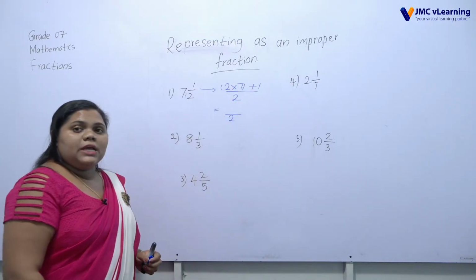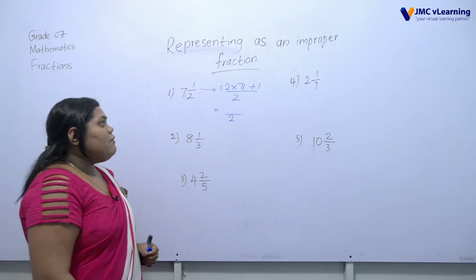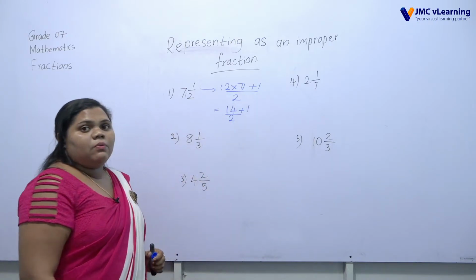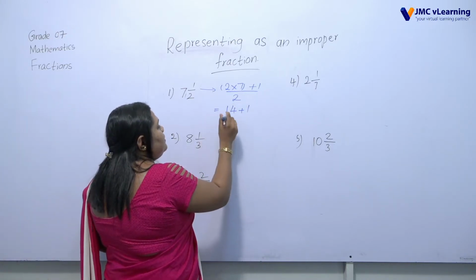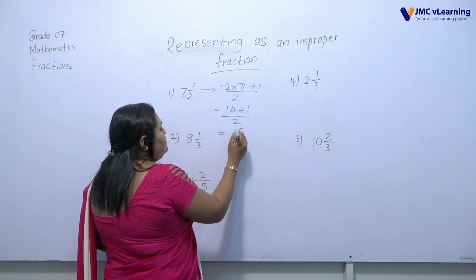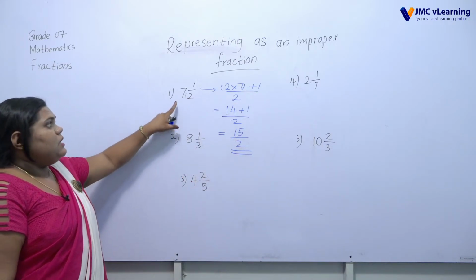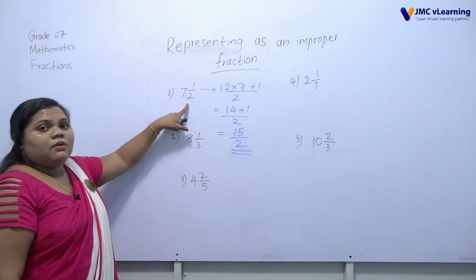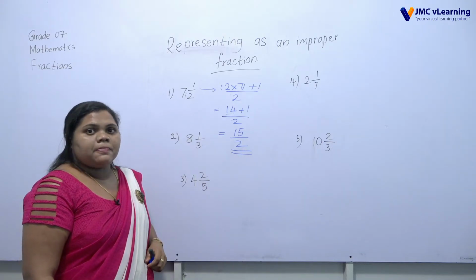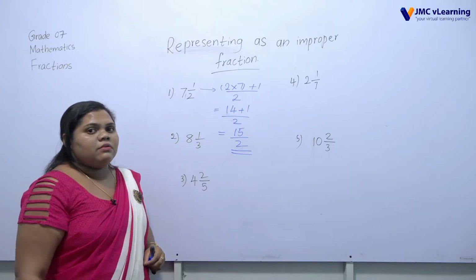Now 2 times 7, or 7 times 2. What is the answer? 2 times 7, 14, and you have to add 1 to that 14. So what is the answer? 14 plus 1, 15. The answer is 15 out of 2. It means 7 and a half, 7 and 1 out of 2, we can write as 15 out of 2. Are you clear? Now you can check whether your answers are correct or not.